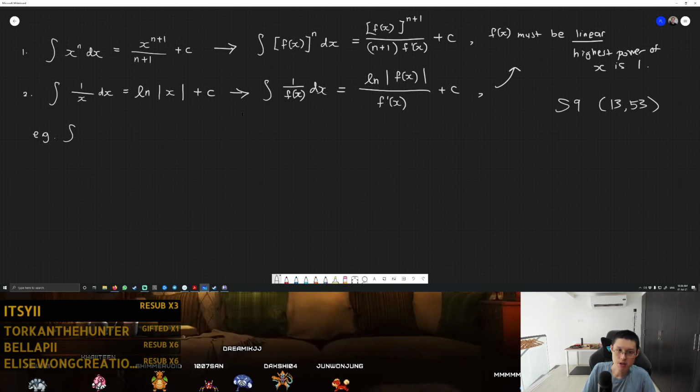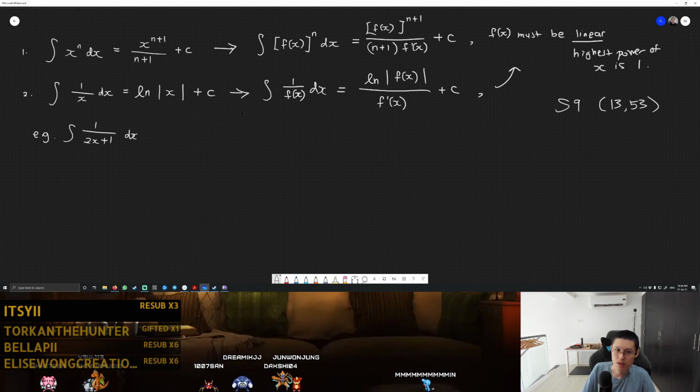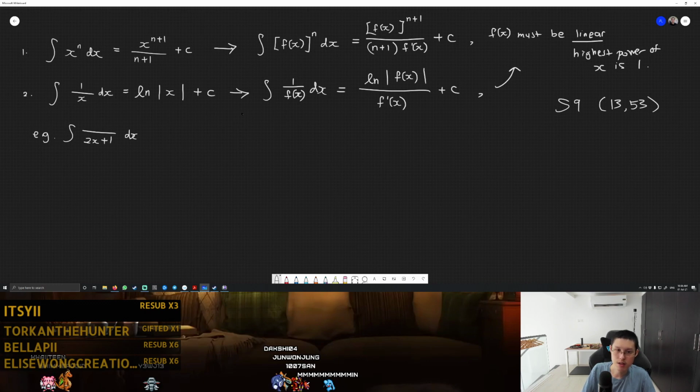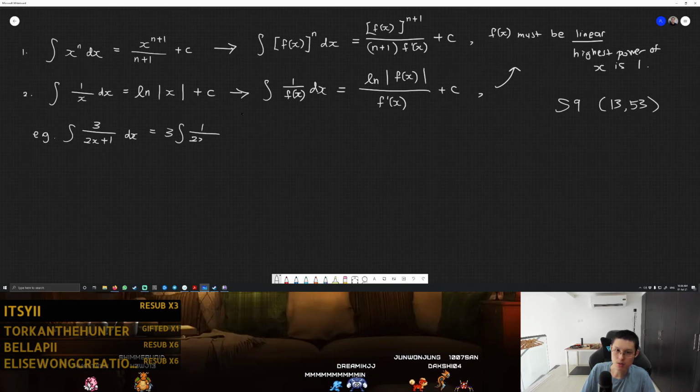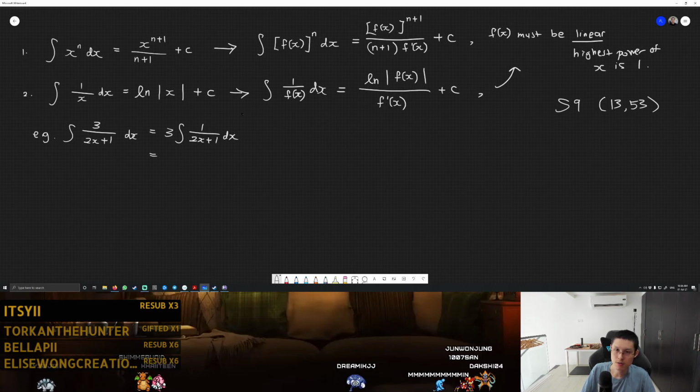So let's say we are trying to integrate 1 over 2x plus 1. Actually, let me change this a bit. Let's say we have 3 over 2x plus 1. What we can do is take out the 3 because the 3 is just a constant, so we have 1 over 2x plus 1. And you can see that 2x plus 1 is a function of x. So when we integrate this, you would actually get this right here.